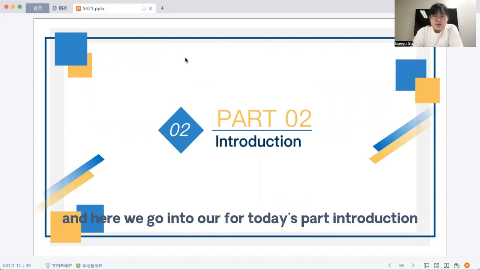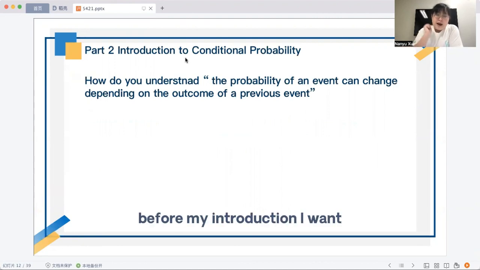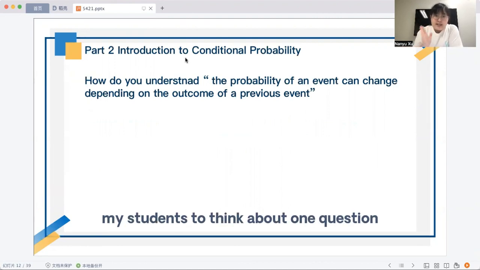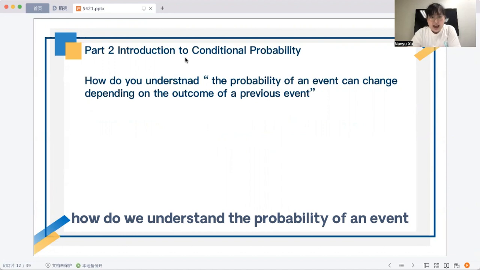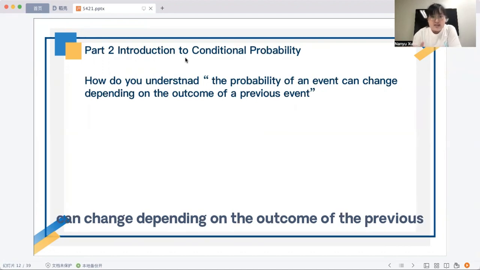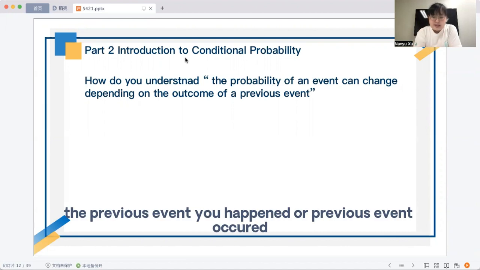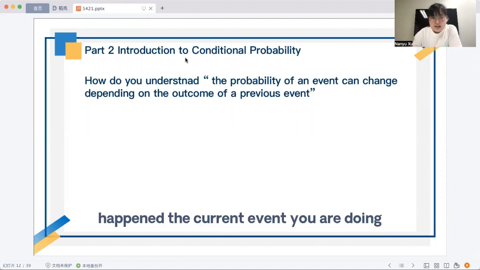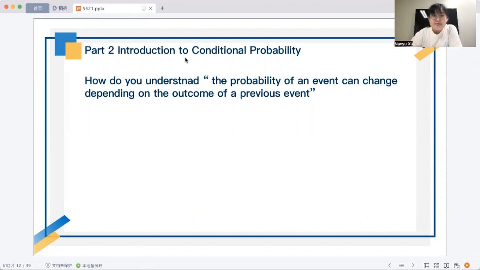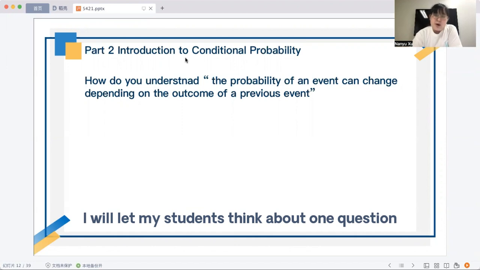And here we go into today's part, the introduction. Before my introduction, I want my students to think about one question. How do we understand that the probability of an event can change depending on the outcome of a previous event? Think about it: the previous event occurred, and how does it affect the current event or our current situation?